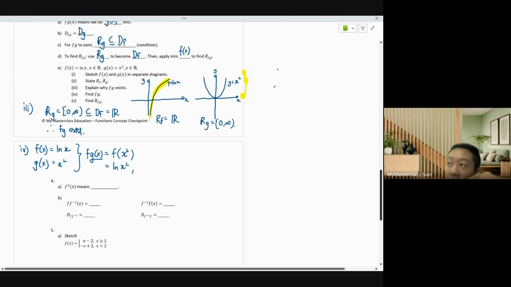Domain of fg equals to? On top. Look on top. Domain of fg equals to? Domain of g. What is the domain of g? No. Domain. Domain is x or y? X, right? Domain of fg equals to domain of g. Just read off from here. There. Domain of g. Okay?